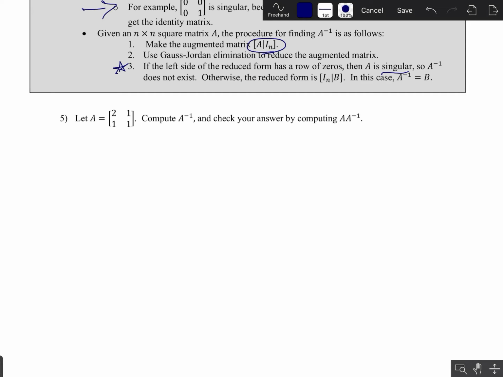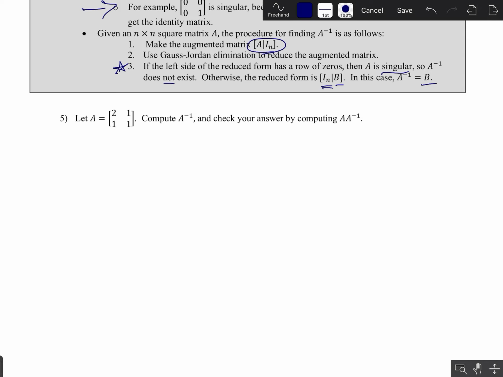And that would mean that A inverse does not exist. But otherwise, the reduced form will be that diagonal ones matrix, which we like to see, and then some other matrix on the right side. And if you can make it to that form, then that right side matrix is going to be the inverse. So let me show you how to do this in this first example. So let's look at example 5. It says A is this 2 by 2 matrix, and we want to compute A inverse and then check our answer by computing the product A times A inverse.